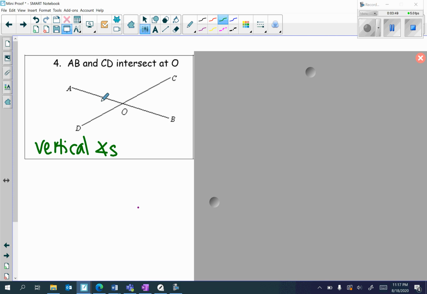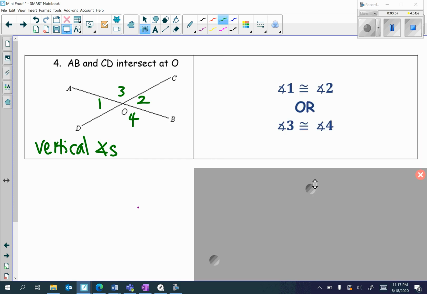So I'm going to write in numbers. I'm going to make this 1, this 2, this 3, and this 4. So therefore, angle 1 is congruent to angle 2. They're vertical angles. Vertical angles are across from each other and are congruent. And angle 3 is congruent to angle 4. So remember, anytime you see an X, those are vertical angles, and vertical angles are congruent.